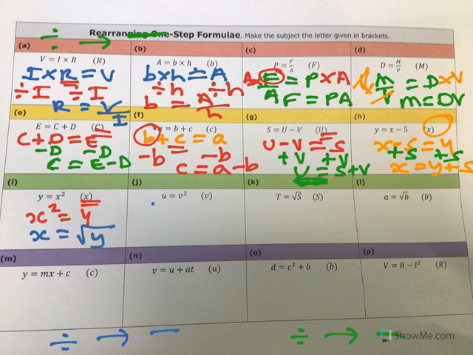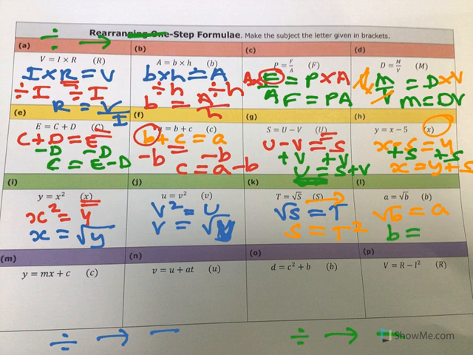Okay. V squared equals U, because I want to make V the subject. Opposite to square is square root, so it's square root U. Root S equals T. Opposite to a square root is a square. So when you move it to that side, you square that side. So square root becomes a square. Square root B equals A. Opposite to get B by itself is you square the other side.